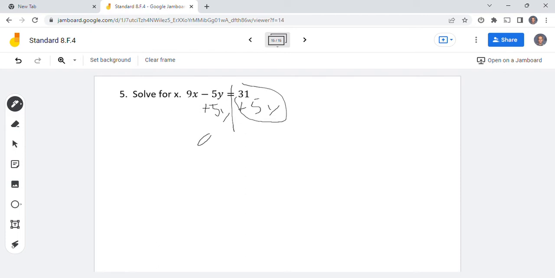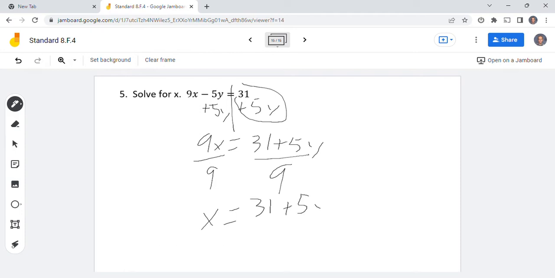That leaves us with 9x. On the right hand side we have 31 plus 5y. And finish this out by dividing by 9. We have to divide both on this side by 9. That gives us x. On the right hand side, if I could simplify it, I would. There are no like terms or common factors on this, so I can't simplify it, so I'm just going to leave it as 31 plus 5y over 9. And we're finished because the x is by itself.